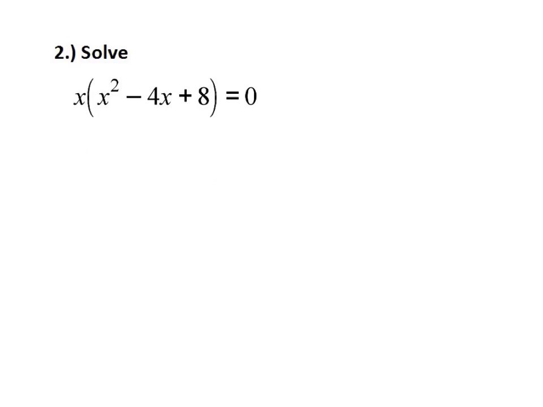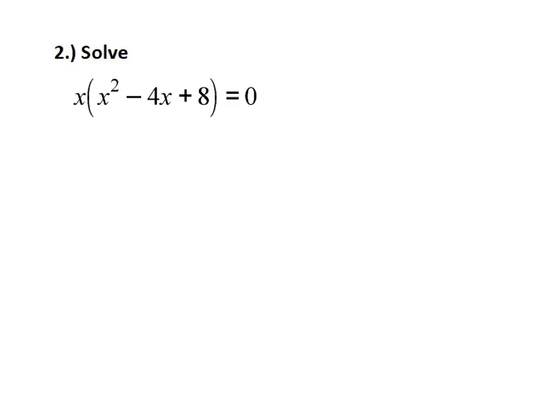Okay, here's our next example. Again, we're going to solve this polynomial. On the left side, it is factored with an x out front and x squared minus 4x plus 8. And if you look at that trinomial, we can't factor it any further. I can't think of any two numbers that multiply to give me 8, but add to give me negative 4. So that's as far as that will factor. It is set equal to 0.